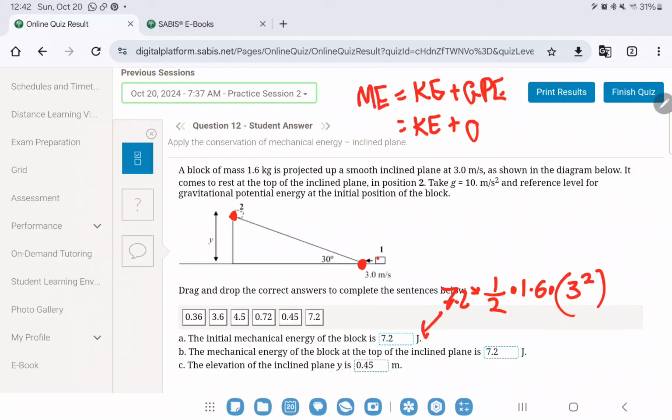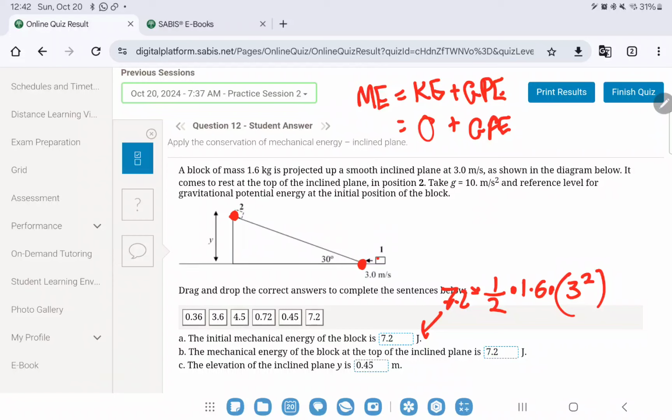Now, the mechanical energy of the block at the top of the inclined plane. At the top, we're going to do the same thing as here, except here we need to find GPE, and we put kinetic energy as 0 because it's at rest at the top. They mentioned this: it comes to rest at the top.